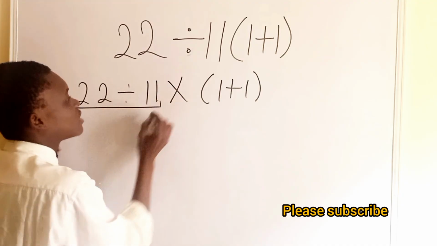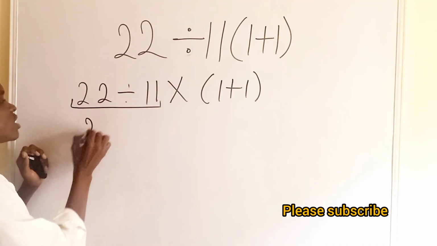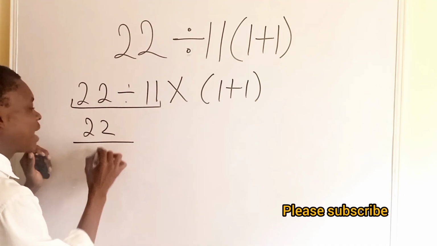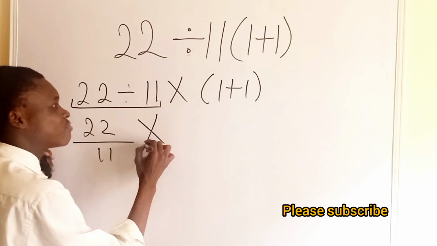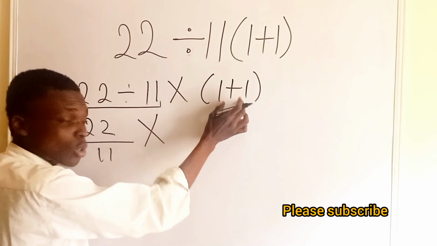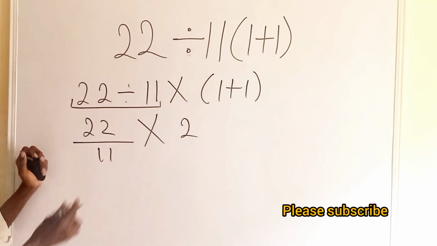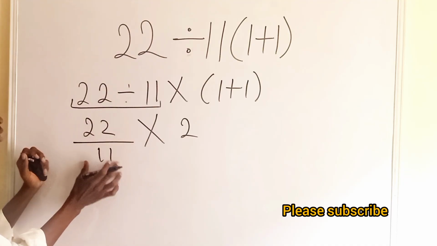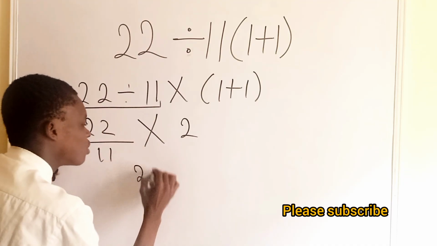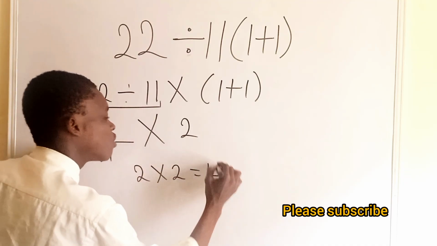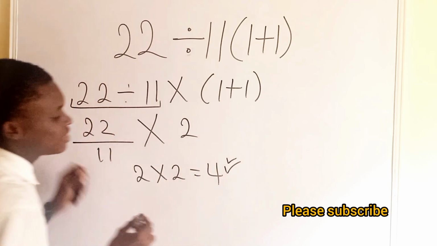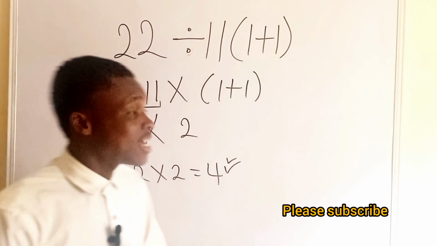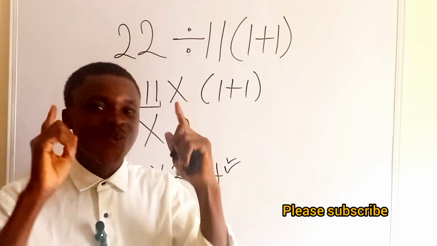If we deal with this, we'll have 22 divided by 11 times, and if we deal with this, 1 plus 1 gives us what? 2. So 22 divided by 11 gives us 2, times 2, which equals 4. And clearly, this is the right answer. The answer is not what you think. The answer is not 1, and this is the answer.